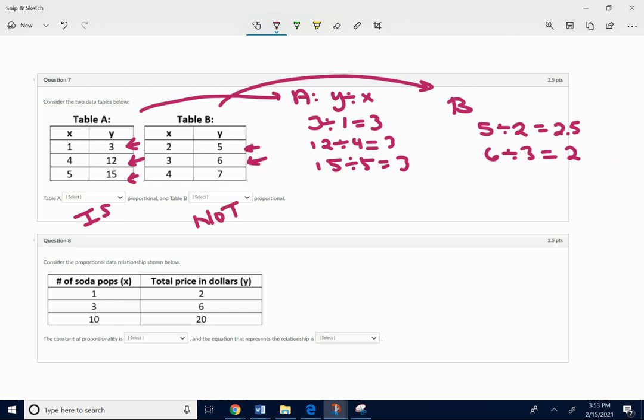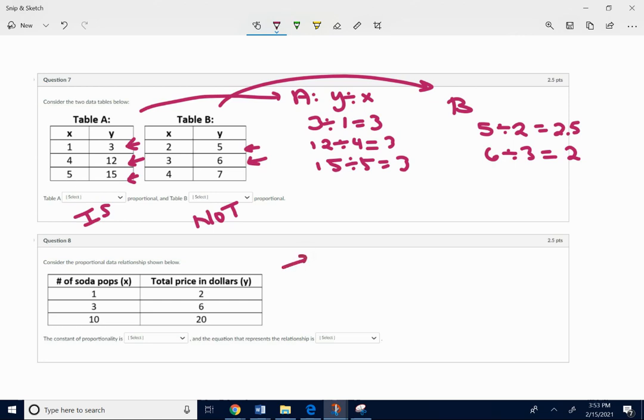Number 8. We have soda pops and total price in dollars. I'm asking for the constant of proportionality and an equation. The constant of proportionality: think about table A for a minute. That 3 divided by 1 is 3, 12 divided by 4 is 3, 15 divided by 5 is 3. That 3 is the constant of proportionality. It's just that common number you get every time.